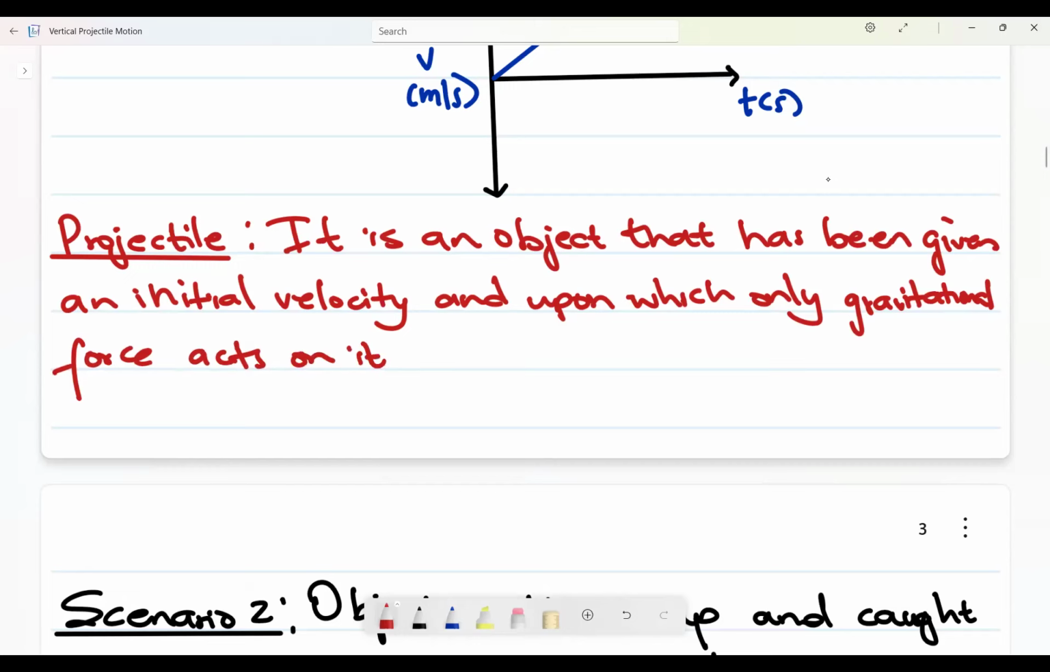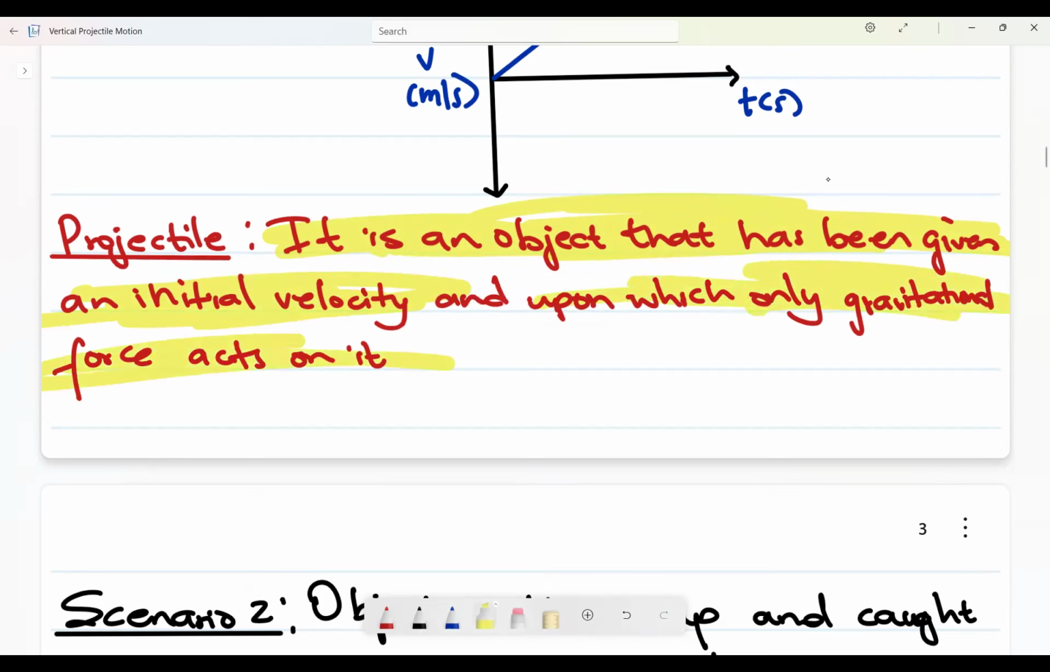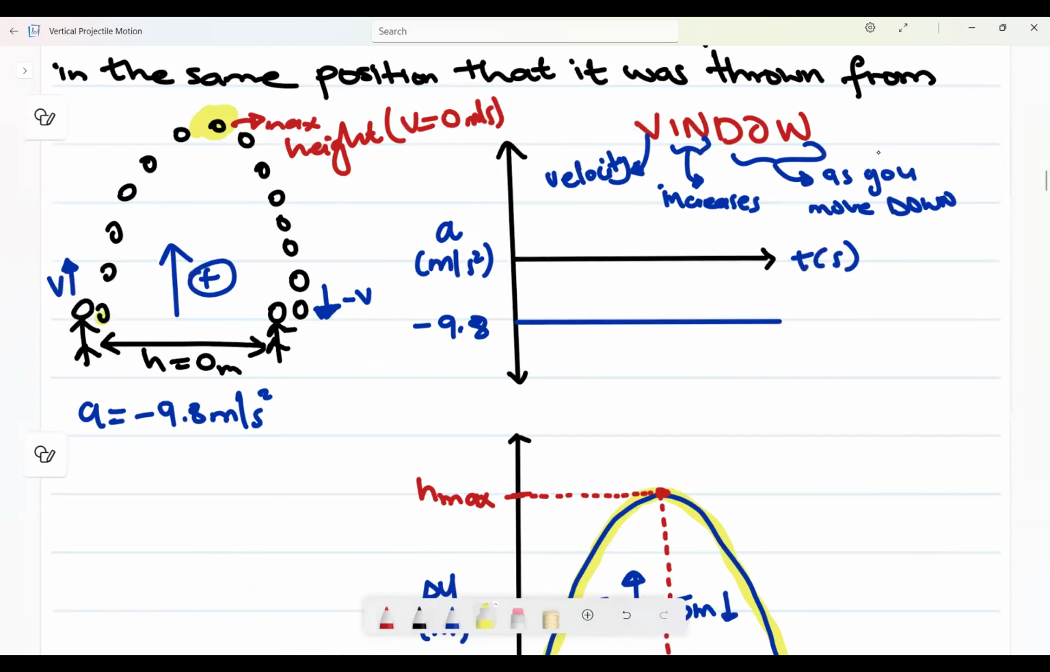Please make use of the definition that your teacher gives you or that you take from the exam guideline. But the important part is that when we say something is projected, we are talking about an object that has been given an initial velocity. When you say it is projected, it's like we are saying it is thrown. So when you throw something, you are giving it the velocity that it should be traveling with, right? So it is an object that has been given an initial velocity and upon which only gravitational force acts. To show that it is still under free fall and it is projected, gravitational force is the only one acting on it.